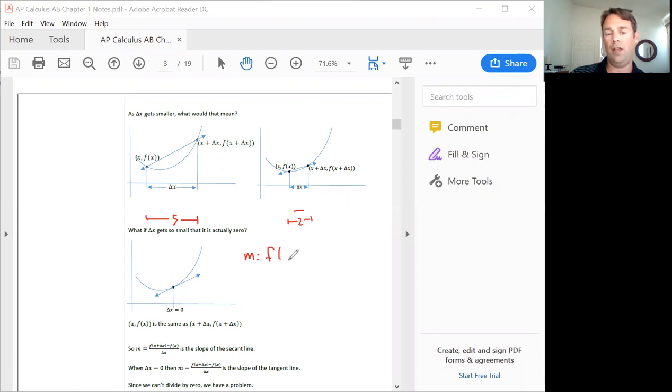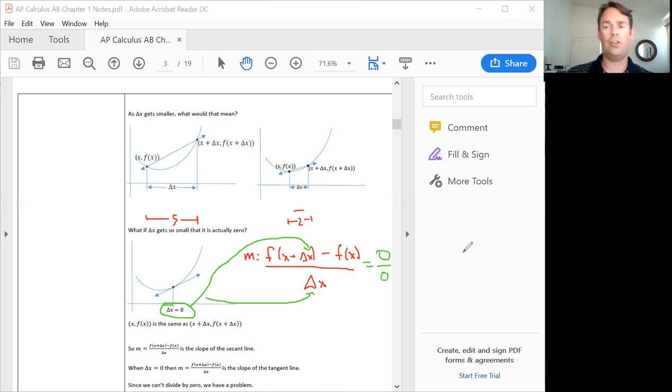of f of x plus delta x minus f of x, all over delta x. So that formula that we essentially have for finding out what the slope is, if we take that delta x, where these two end up lying over the top of each other, we end up getting something that is equivalent to 0 over 0.